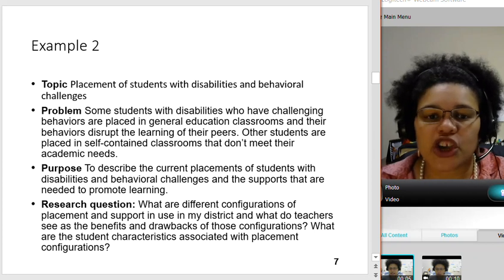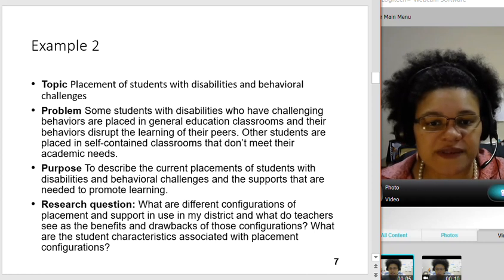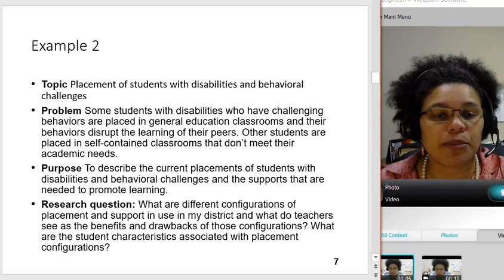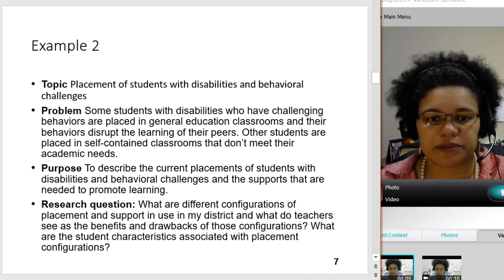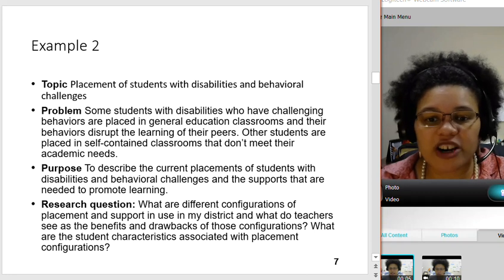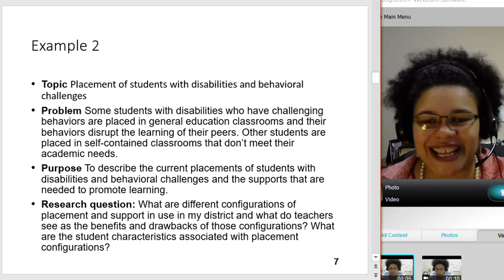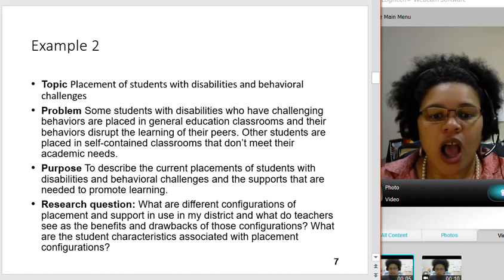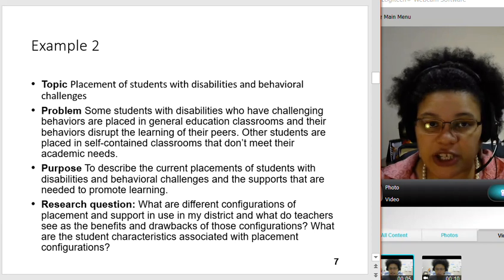Okay, so the purpose of a study might be to describe the current placements of students with disabilities and behavioral challenges and the supports that are needed to promote learning. And usually the purpose is going to be limited to a specific school or district. A research question might be, what are different configurations of placement and support in use in my district, right? And what do teachers see as the benefits and drawbacks of those configurations? Or what are the student characteristics associated with placement configurations?